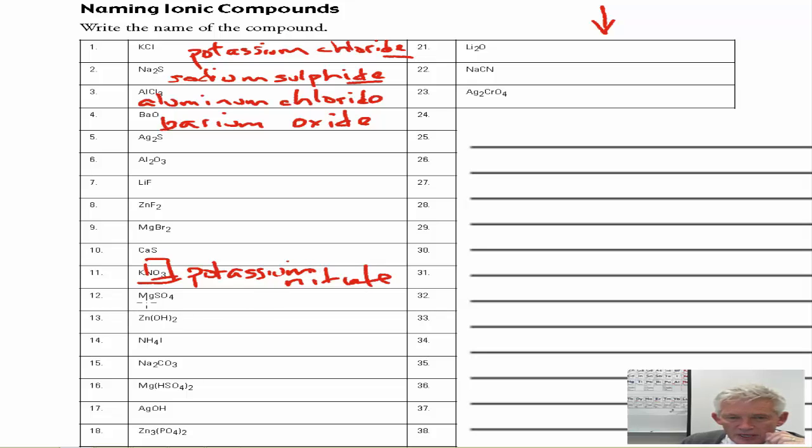Same thing with this one, MgSO4. More than 2 elements, it's not binary. Chances are there's a polyatomic ion here, and sure enough, SO4. Check your sheet of polyatomic ions. That is sulfate. Start with magnesium. Magnesium sulfate. Wow. How about this one, number 13?